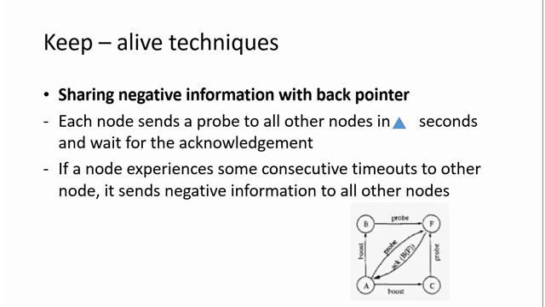Sharing negative information with the back pointer. Each node sends a probe to all other nodes every delta seconds and waits for the acknowledgement. If a node experiences some consecutive timeouts to another node, then it sends negative information to all other nodes. The same thing as the previous slide, but here it sends the negative information to all other nodes.